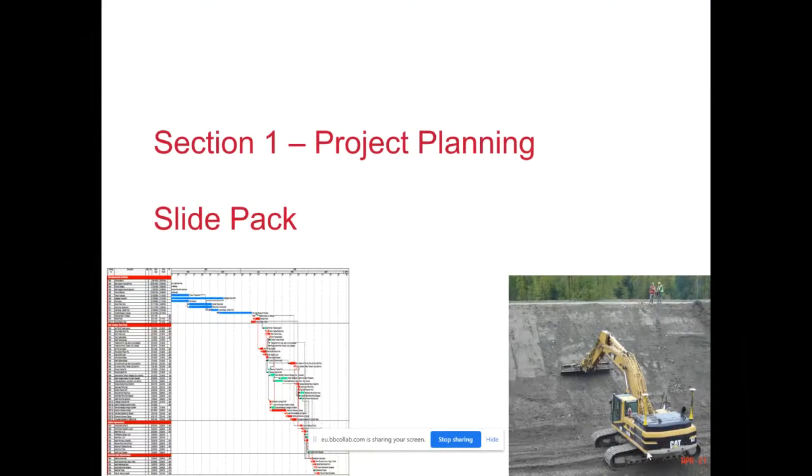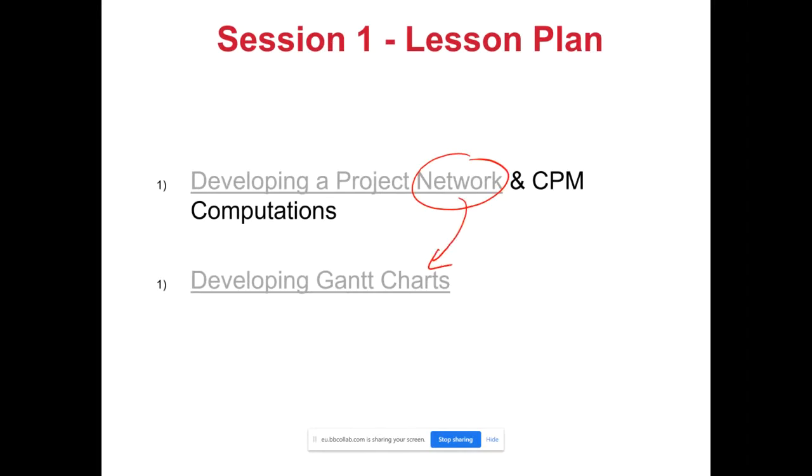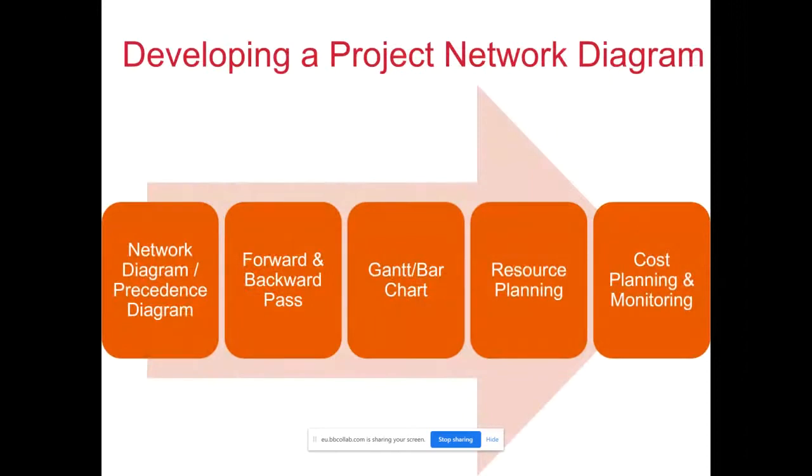Right, so in this introductory session, we are going to learn about project planning. The plan in the first half of this session is to learn about drawing project network diagrams and the critical path method, and how we go about critical path method calculations. We will also review some of the fundamentals of project management. We will learn how to transfer the network diagrams into Gantt charts or bar charts. And thirdly, we will have a brief overview of different project planning methods.